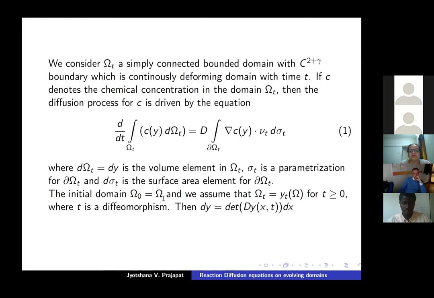Okay, so here we have the initial domain. We take the initial domain omega zero equal to omega. And we assume, as we usually do in geometry, that omega t is Y_t of omega. So basically, we want to say that omega t is generated by the flow of omega under a given diffeomorphism. Then one can see that your measure is just going to be the determinant of this particular flow, which I have defined here, times the usual Euclidean measure on omega.